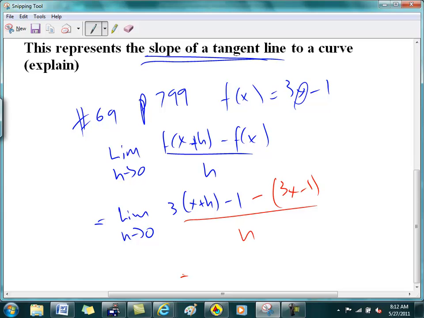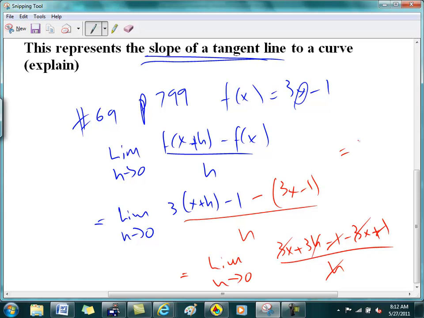So then this is equal to the limit. Notice that I do not throw away the limit. That needs to be there. If I expand this out on the top, I get 3x plus 3h minus 1 minus 3x plus 1, all over h. Plug and chug and distribute. Now what do you do? You cancel the minus 1 and you cancel the h's. And then you just get 3.